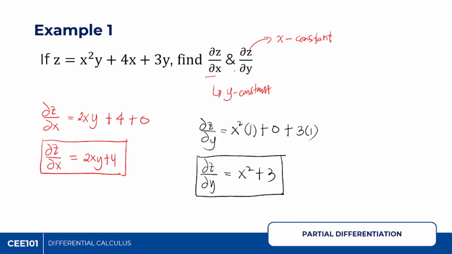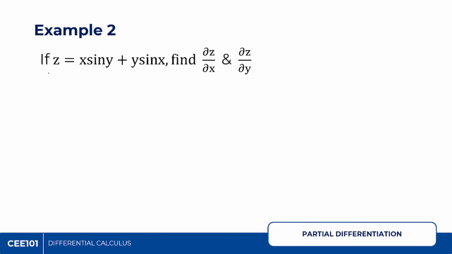Just remember, class, that if you have here with respect to x, with respect to y, the other variable is treated as a constant. Okay? Let's illustrate another example. If the z function is equivalent to x sine y plus y sine x, find the partial derivative of our function z with respect to x, and the partial derivative of our function z with respect to y.